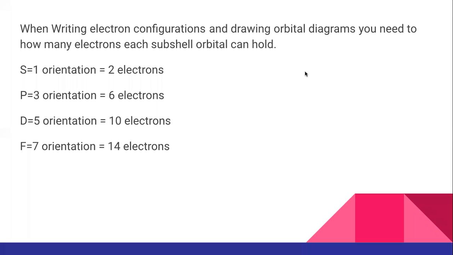So, right here, as you see, this is one of the main things you really need to know when doing electron configurations and drawing the orbitals. You need to know how many electrons each subshell and orbital can hold. The S subshell has one orientation, P has three orientations, D has five orientations, F has seven orientations. And then each subshell will hold 2 electrons in S, 6 electrons in P, D will have 10 electrons, F will have 14 electrons. It's what they can hold. And you can see in the examples when we're about to get started.